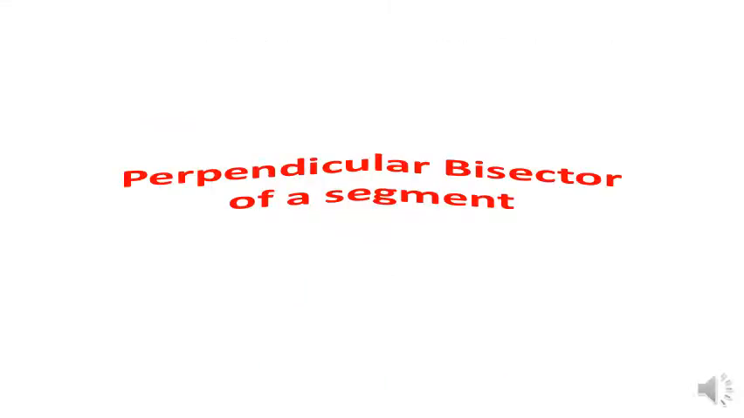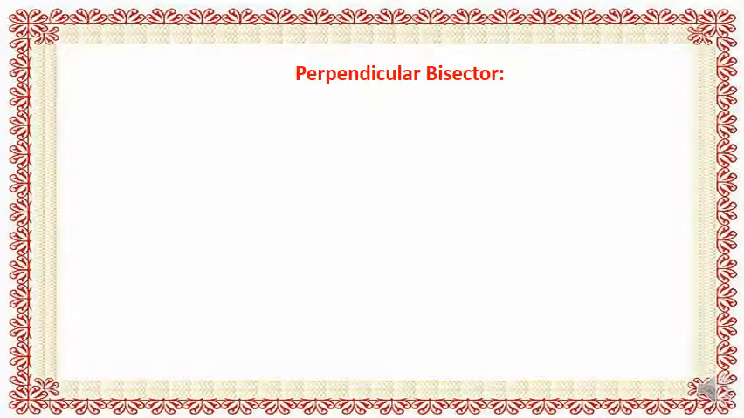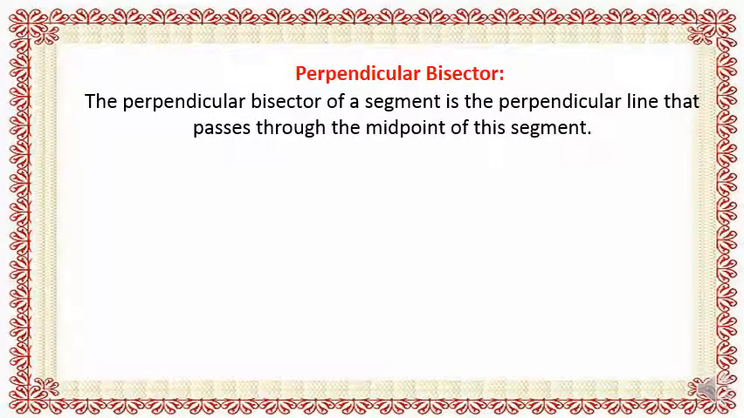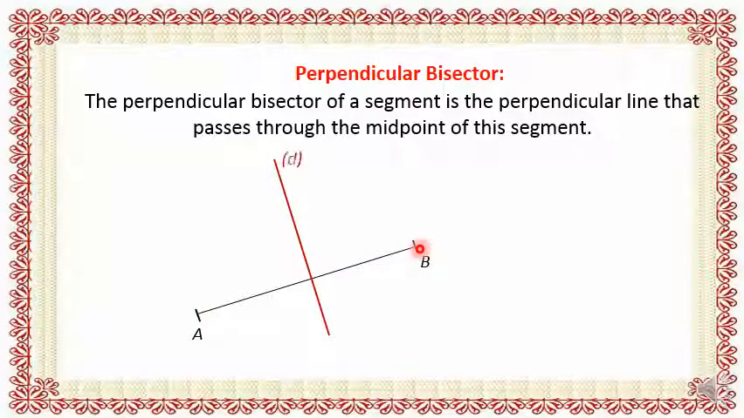Now let's talk about the perpendicular bisector of a segment. What is a perpendicular bisector? The perpendicular bisector of a segment is the perpendicular line that passes through the midpoint of this segment. Just like this example, we have segment AB. We said segment, it means it has two endpoints or two extremities, A and B. Here we have D, the perpendicular bisector of segment AB, passing through the midpoint C and making a right angle.